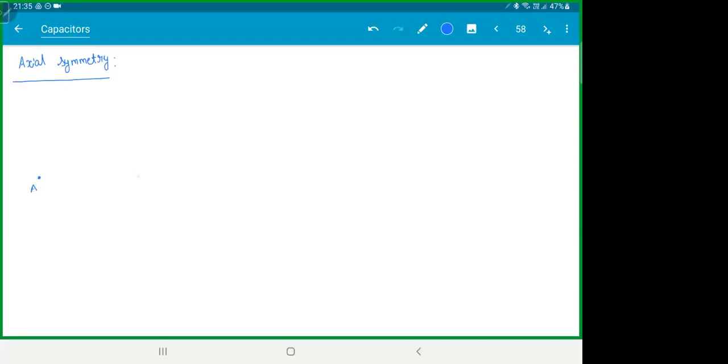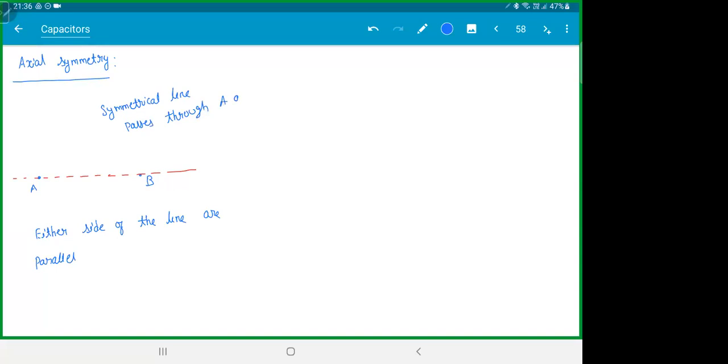So in axial symmetry, if A and B are the terminals, the symmetry line passes through A and B. So the above and below, either side of the line, they look identical. So basically either side of the line are parallel to each other because there's the same potential difference and the circuit can be folded over itself. So in this case, the symmetry line passes through A and B. I'll show an example. So what you can do, the circuits can be overlapped and are parallel. Let me show you what it means.